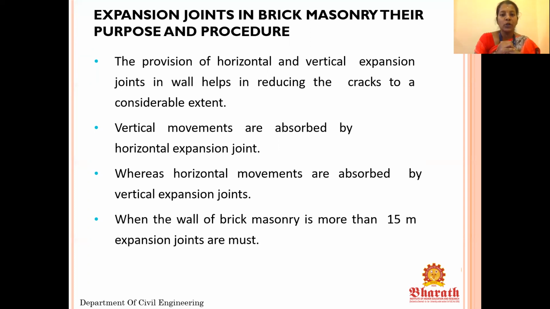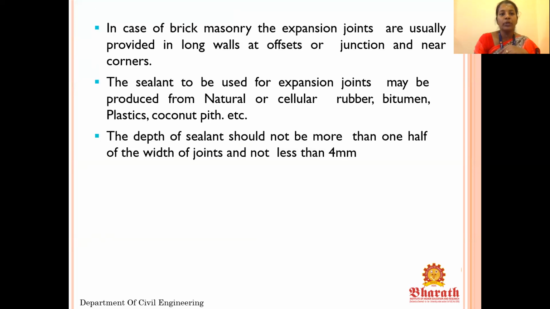Vertical movements are absorbed by horizontal expansion joint. Generally, if the bricks are arranged in the vertical way, those vertical movements are absorbed by horizontal expansion joint. Vice versa, horizontal movements are absorbed by vertical expansion joint. So when the wall of the brick masonry is more than 15 meter, that is above 15 meter, expansion joints are a must. So these are the important things.